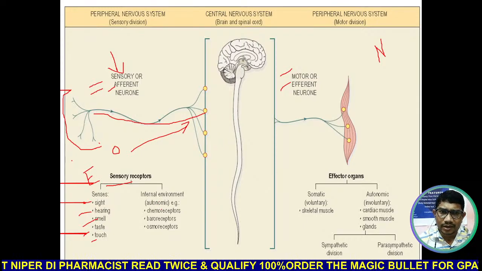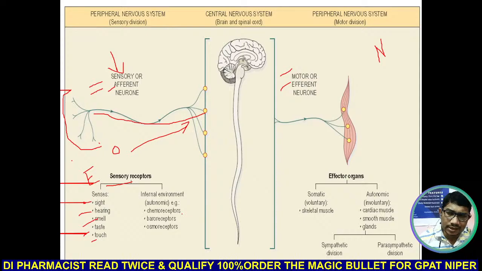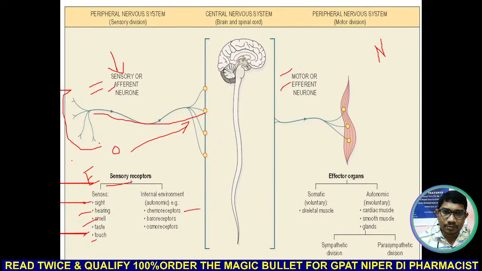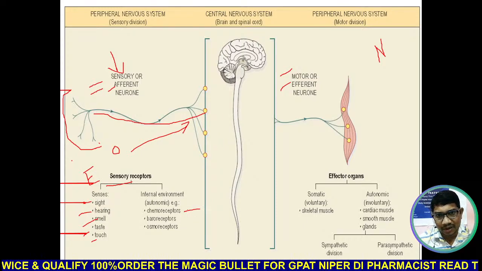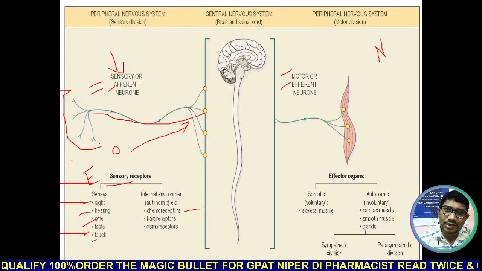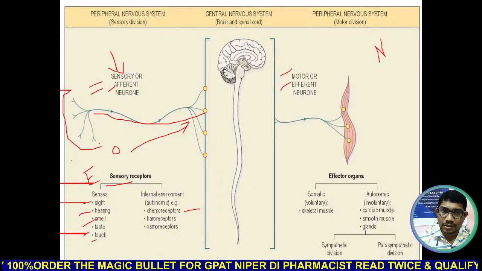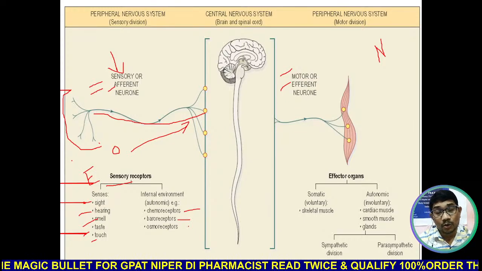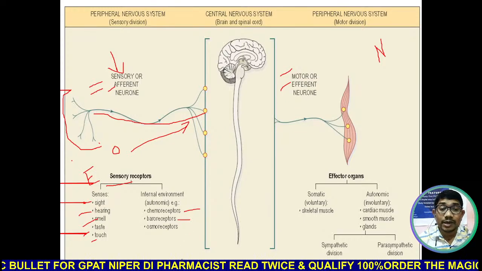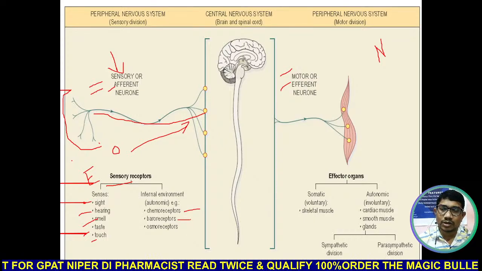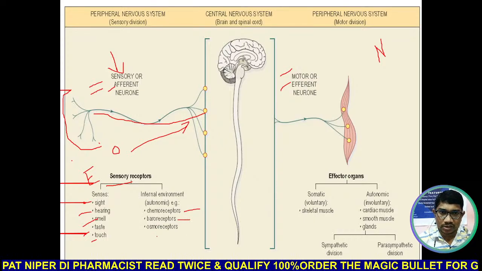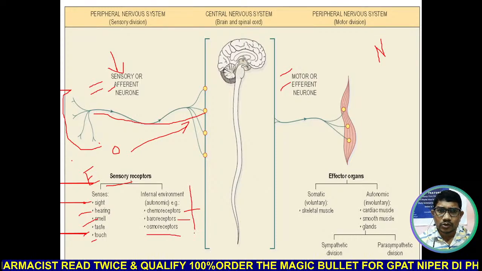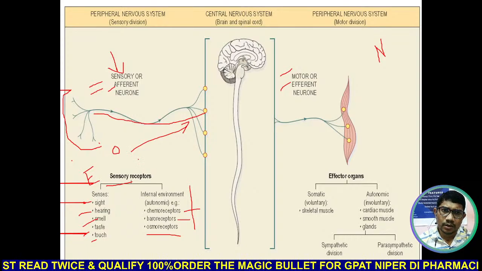From the internal environment, for example, if there is any change in the blood pH, that will be recognized by chemoreceptors. When the blood pH changes, chemoreceptors activate. They are the sensitive receptors for pH change in the blood. Baroreceptors are present in the aorta of the heart, and they are sensitive to pressure change. Osmoreceptors are also present in the internal environment. So they again carry the information to the brain.